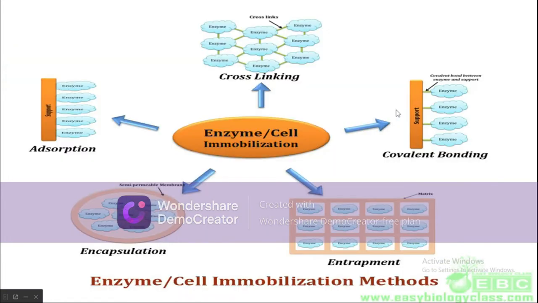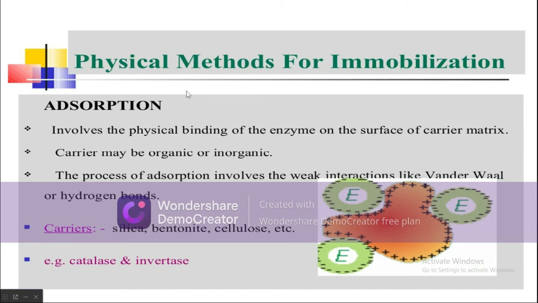And then these are the processes or methods of enzyme immobilization. They are classified into two: we have the physical method and the chemical method. Examples of the chemical method include covalent bonding. For the physical method, we have adsorption, encapsulation, and entrapment. We are now going to look at them one by one. We are starting with the physical methods. Number one, we have adsorption.